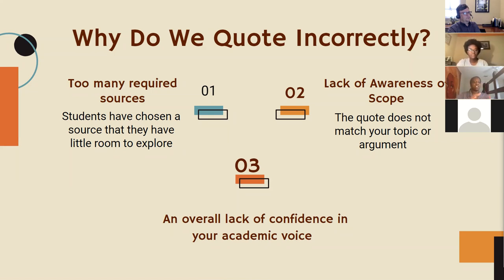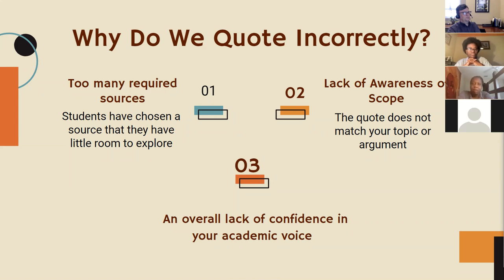So I would say as a tutor, the biggest one that I see is that the professor has required you to have a certain amount of sources, often no less than 10 sources that you have to cite. In this case, students will start citing things that they don't necessarily have the room to explore. They either don't provide enough analysis for it, or the quote doesn't directly relate to the topic at hand. So it's just sitting there, no purpose. And in that case, you have quoted incorrectly.